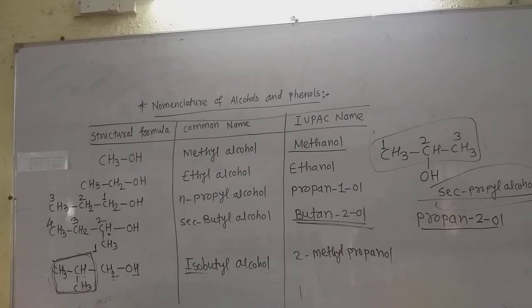You must understand what the secondary butyl group and the isobutyl group are, because in examination the IUPAC names of both these alcohols are different, and their common names are also different. Now see this example, how we give the IUPAC name for this alcohol.